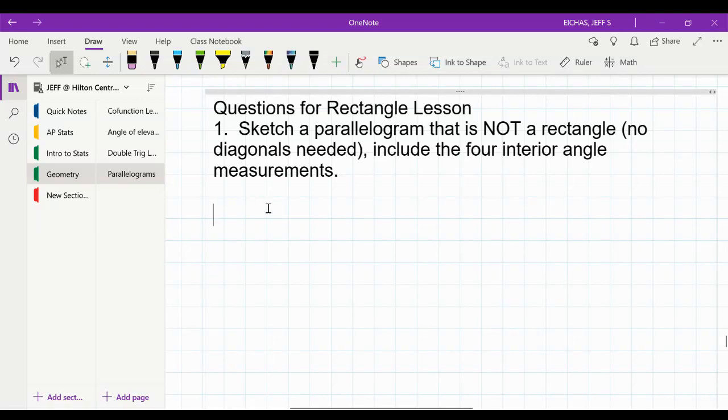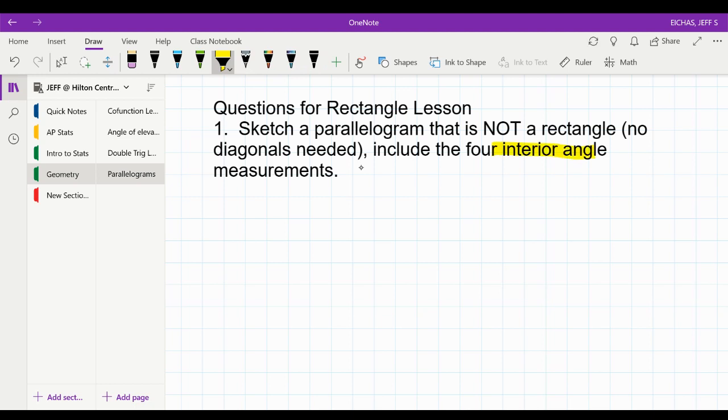Next in our notes for 8.2 is we are going to tackle some problems that are pretty popular and demonstrate a lot of knowledge of rectangles. So sketch a parallelogram that is not a rectangle. Actually does make sure that you know what a rectangle property is. So they want us to focus specifically now on the 4 interior angle measurements.